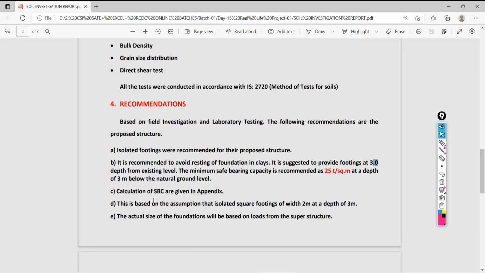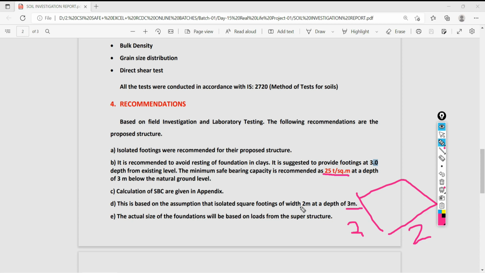Okay, so calculation of SBC is also given in the appendix, and this is based on the assumption of an isolated square footing of width, meaning they have tested the soil in a trial pit of 2 by 2 meter. For that excavation they have conducted the test at a depth of 3 meter, and they got this bearing capacity that is actually written here. The actual size of foundation will be based on loads from the superstructure.